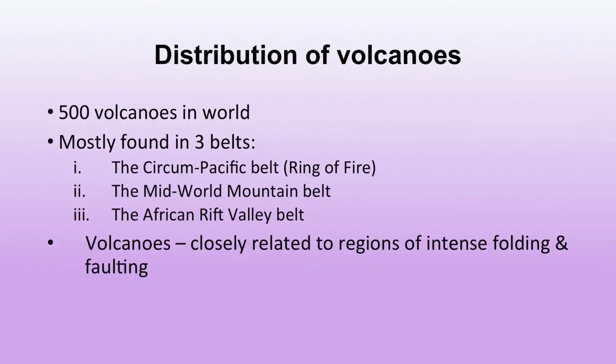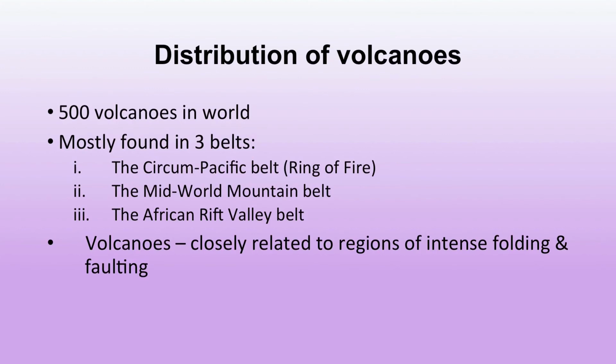Now distribution of volcanoes. How, in what manner and where the volcanoes are distributed on the earth's surface. In the earlier sessions also we discussed it briefly, like ring of fire and all those things. We will be dealing with it again in this session. There are almost 500 volcanoes in the world and they are mostly found in three important belts. One is the Circum-Pacific Belt, also known as Ring of Fire, which is located around the Pacific Ocean, the second is the Mid-World Mountain Belt, and the third is African Rift Valley Belt. So these three are the main important zones where volcanoes occur on the earth's surface.